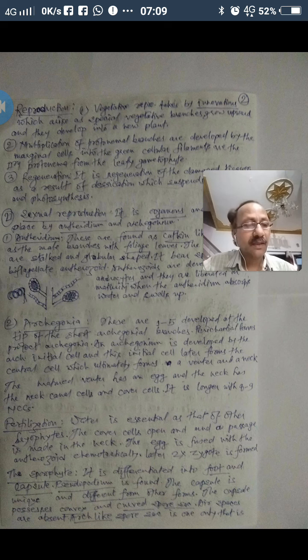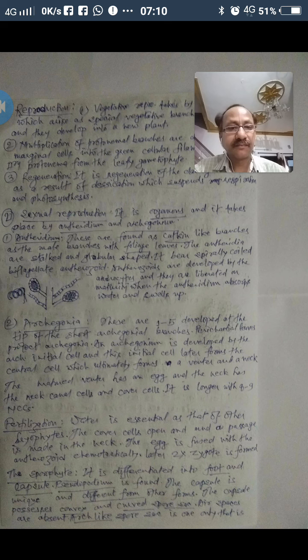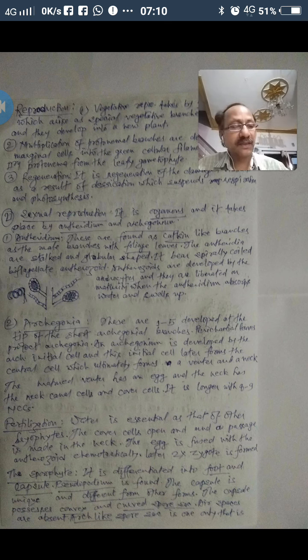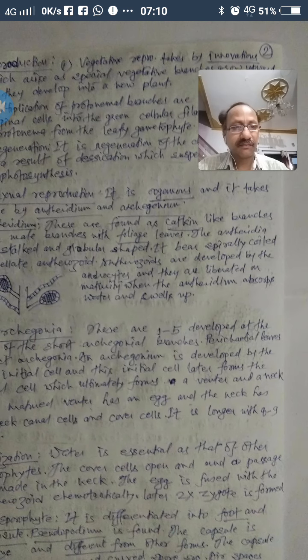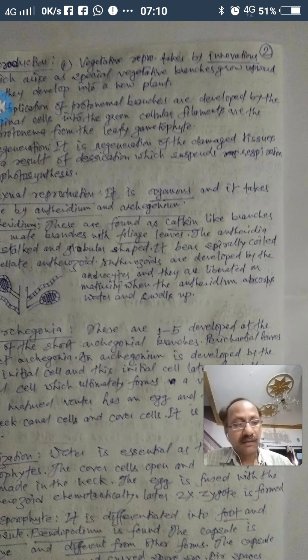Reproduction. Vegetative reproduction takes place by innovations, which arise as special vegetative branches that grow upwardly and develop into a new plant. Second, the multiplication of protonemal branches developed by the marginal cells into green cellular filaments, or the secondary protonema, from the leafy gametophyte. Third, regeneration. It is a regeneration of the damaged tissues, whether they are fragmented and damaged or the damaged tissues on the gametophyte.